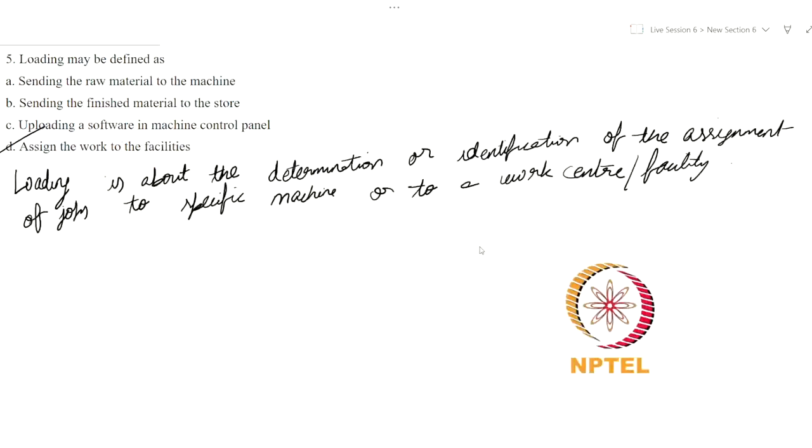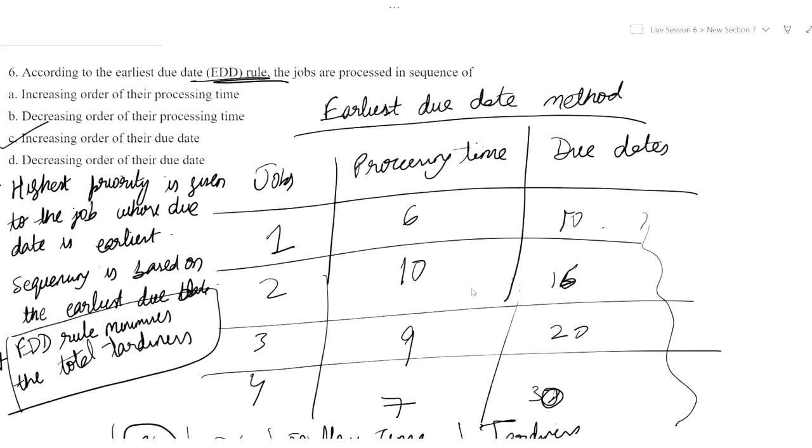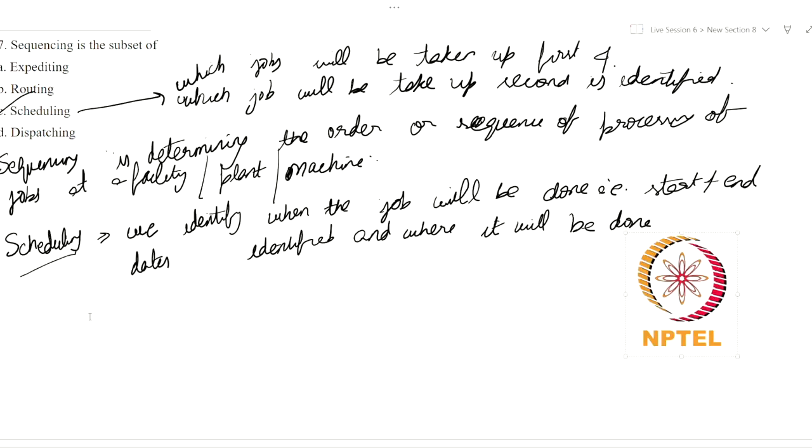Similarly, we solved questions on shortest processing time. Now, in earliest due date, the jobs are processed in sequence of increasing order of their due date. In shortest processing time, jobs are processed in sequence of increasing order of their processing time. Now, sequencing is a subset of scheduling. In sequencing, we determine the order of processing of jobs at a facility, plant or machine.